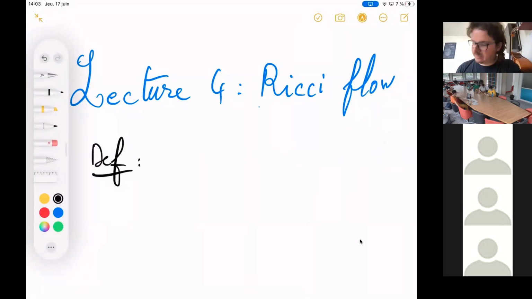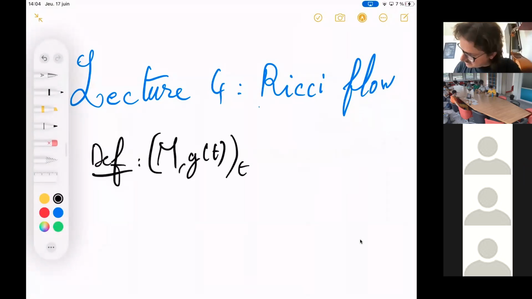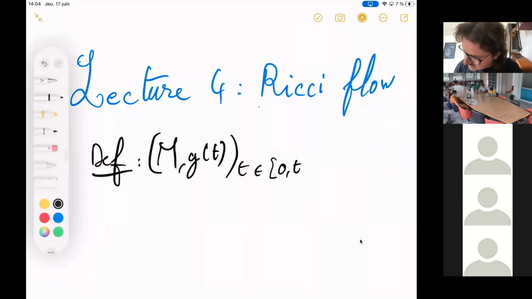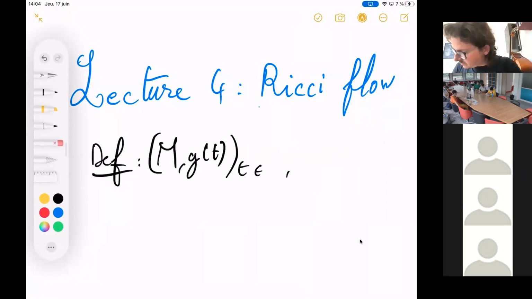So what's the Ricci flow? The Ricci flow is an evolution equation for a one parameter family of metrics. So you take a family of Riemannian metrics on a fixed manifold.